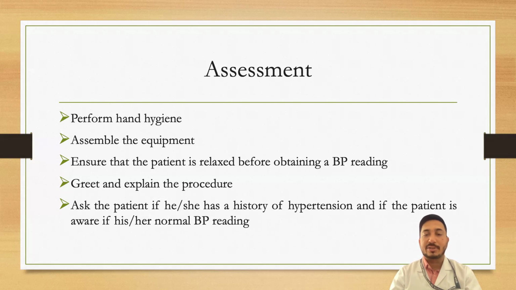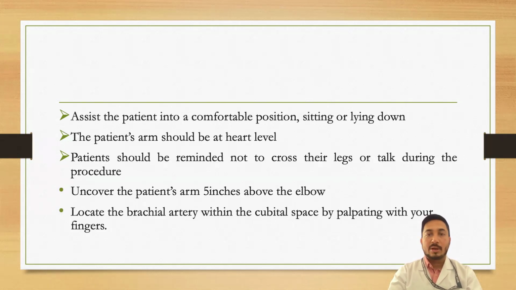Ask the patient if he or she has a history of hypertension and if the patient is aware of his or her normal BP reading. Patients who are hypertensive, we must ask them their history. Now, assist the patient to get into a comfortable position. It could be either sitting or lying down, but you have to make sure that the patient's arm is at heart level. The patient should be reminded not to cross their legs or talk during the procedure. You must give this instruction clearly to the patient during the blood pressure assessment.